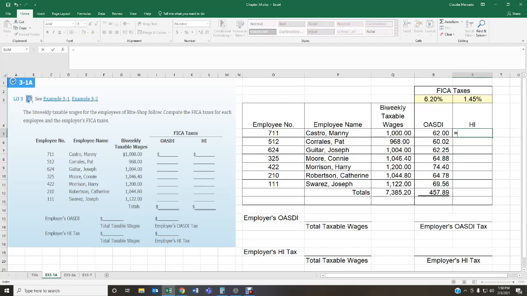Your HI is going to be equal, always do the round. So I'm going to do round. I'm going to do my 1,000 times the 1.45%. I'm going to anchor the 1.45%. That is S3. And how do I anchor? I put my cursor in front of the S, and then I press F4.